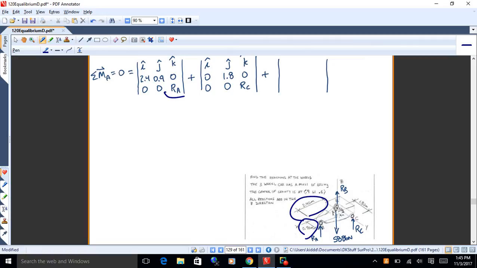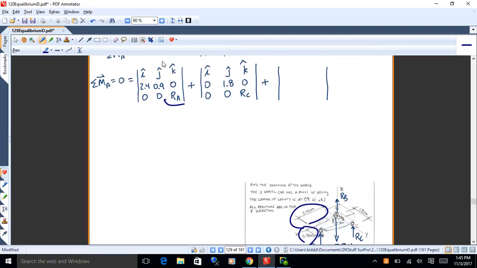And then I can do the same thing for RC. Starting at A, you just go 1.8 in the y direction to get there from A. And then it's 0, 0, RC that you cross with it. And then you do the weight as well, which is at the center of gravity. Now you can notice that I think you've got dimensions for the center of gravity, but I gave you the coordinate too, so that'll be that last cross product.